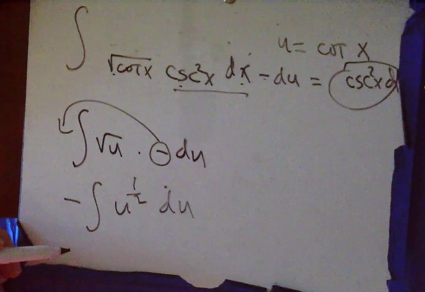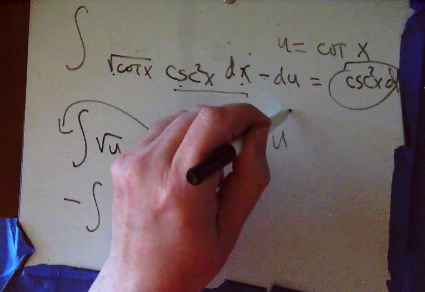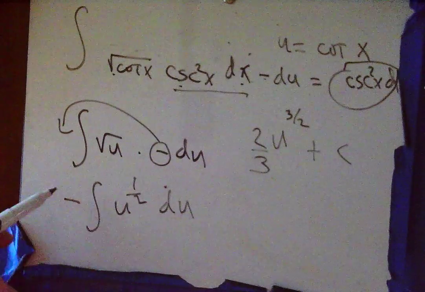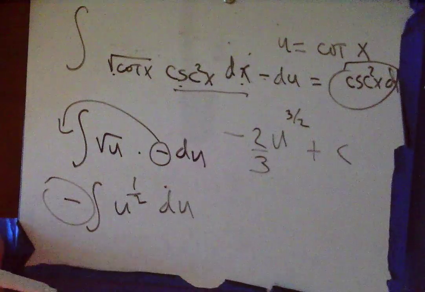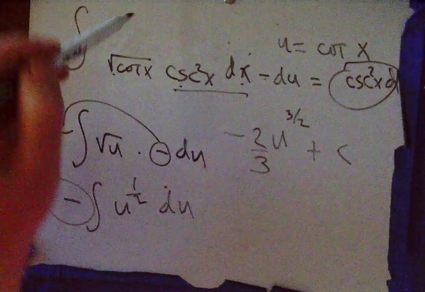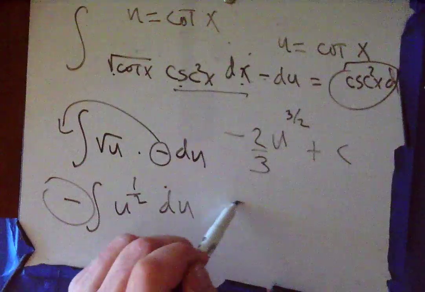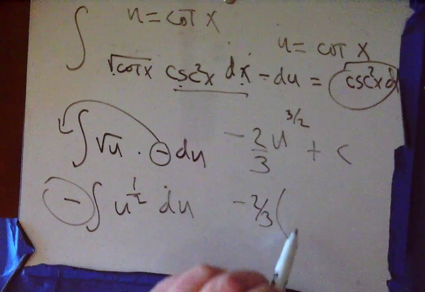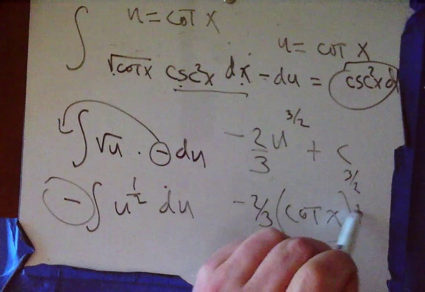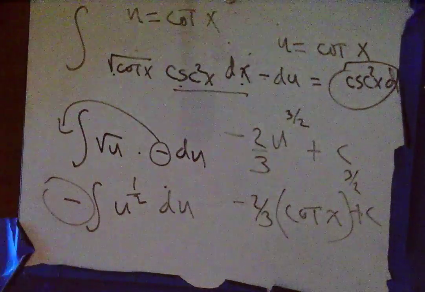And now here, what can I do? Well, I know the antiderivative of u to the 1/2 is u to the 3/2. Don't forget the 2/3 out in front, and the plus c, and that negative. And what was your original u? U was cotangent x. We've got to plug that back in. So negative 2/3 cotangent x to the 3/2 plus c. All right?